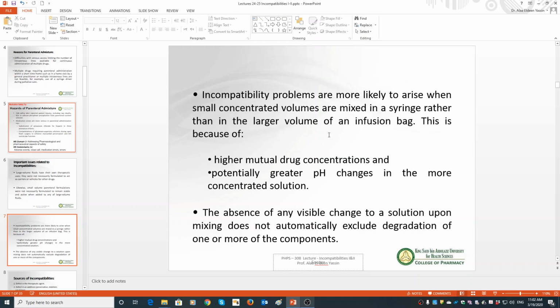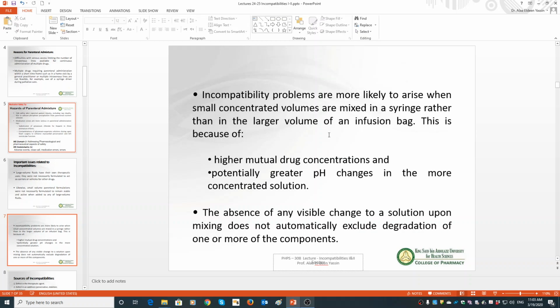Compatibility when you mix two small volumes together will be lower even than the mixing of a small volume with a large volume. Why? Because these small volumes usually are highly concentrated. The dose is included in 2 ml, 3 ml, 5 ml only. And when you mix two ampoules together, two small volumes, 5 ml each, both drugs are in high concentration. So the reaction will be more prone to occur. Also, the change in pH when you mix 5 ml with 5 ml is high. If you are mixing alkaline with acidic, the change of both pHs will occur, and this will lead to a more serious chance of interaction.